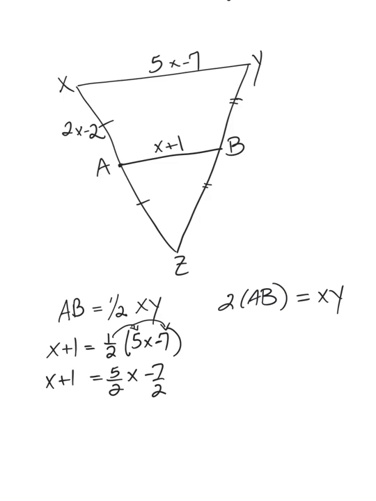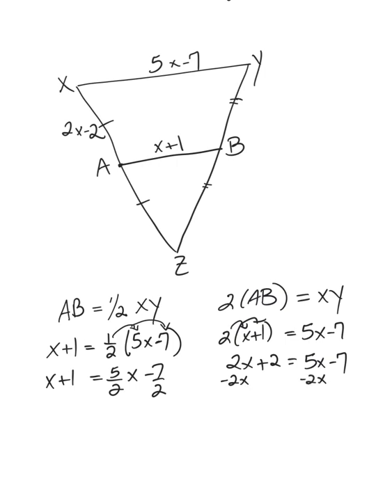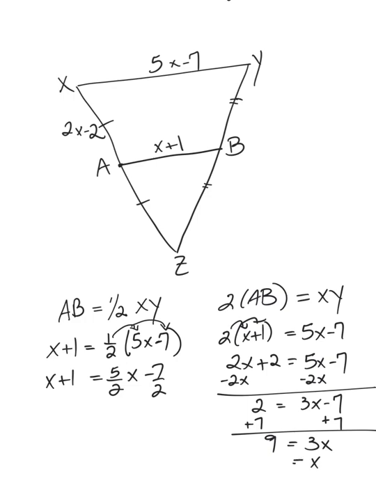Again, totally doable, but who wants to work with fractions? If you do, great, more power to you. I personally find the more fractions I have, the more mistakes I tend to make. So I like dealing with whole numbers. The other option, of course, is to do 2 times x plus 1 equals 5x minus 7. Now when I distribute the 2, I get all whole numbers. 2x plus 2 equals 5x minus 7. I'm going to subtract 2x from both sides to keep my variable positive, giving me 2 is equal to 3x minus 7. Add 7 to both sides. I get 3x is equal to 9, or x is equal to 3.